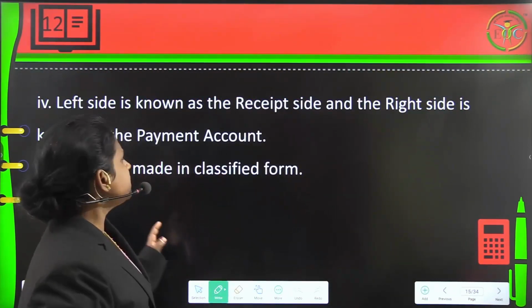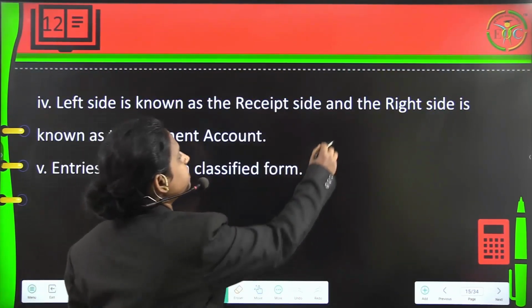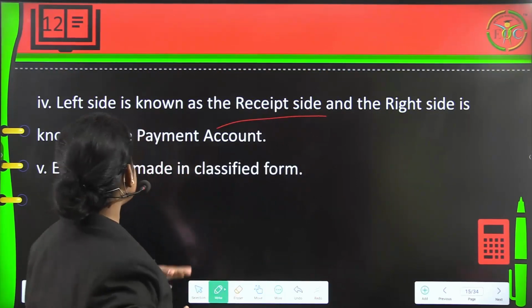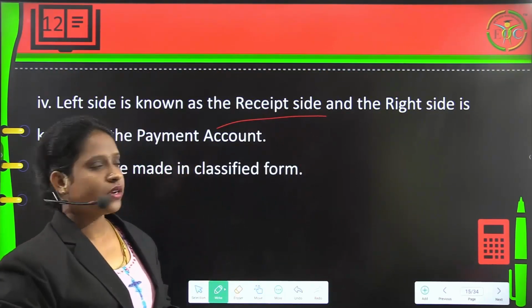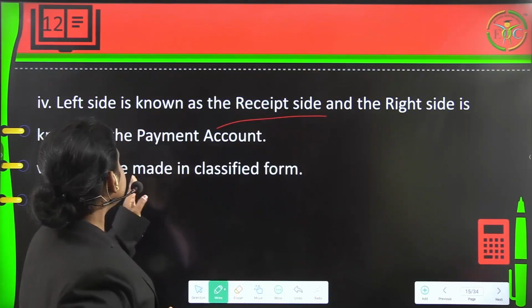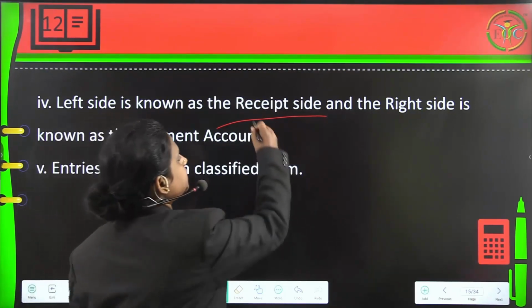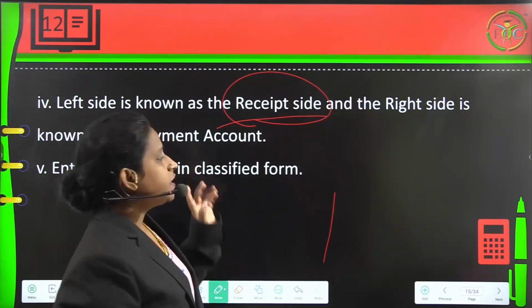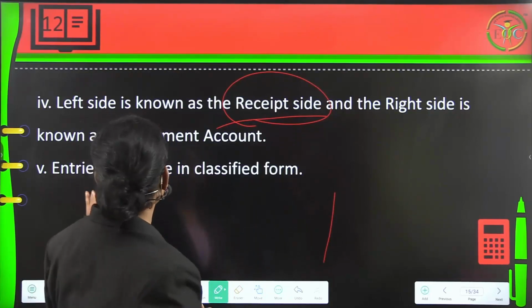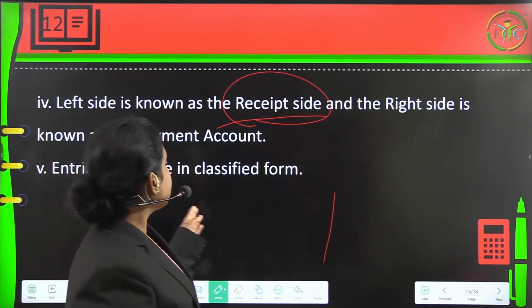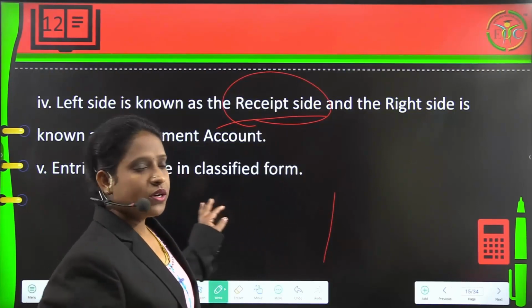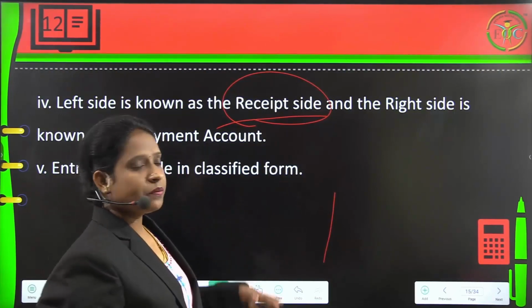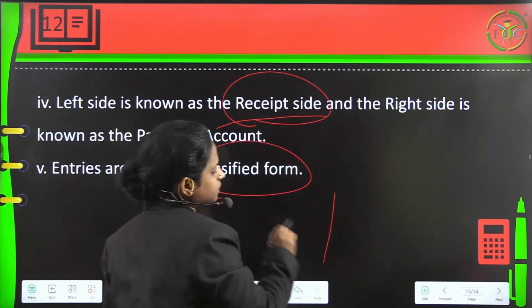Then the left side is known as the receipt side and the right side is known as the payment side. So you can also understand that the left side is known as what? Receipt side, right? And the right side is known as the payment side. Fine. Then entries are made in classified form. So whatever entries we make will be done based on classified form.